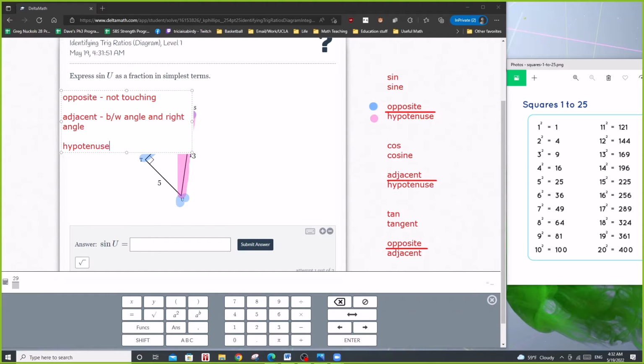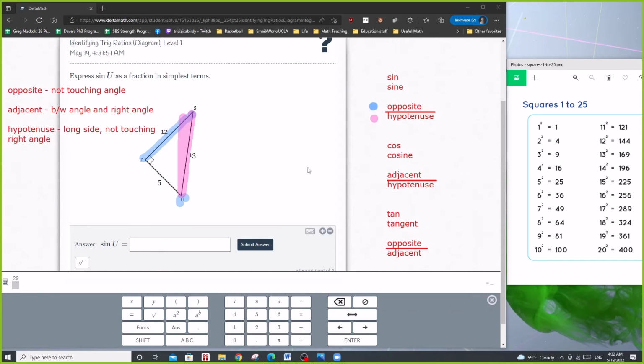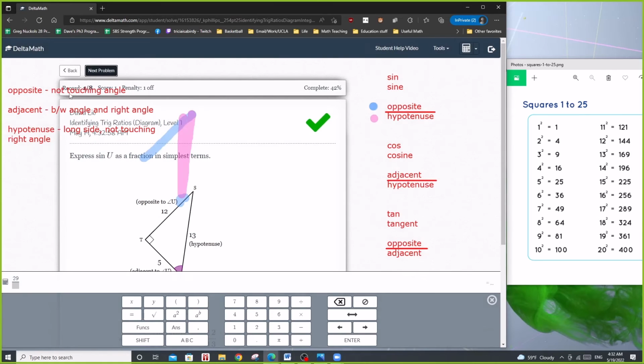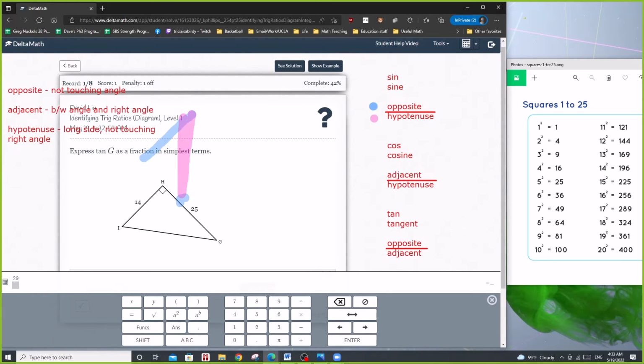And then hypotenuse is... All right. So these are what you're working with, okay? So for this one, it'll be 12 over 13, and this is fraction, so I'd write just a fraction. Okay. Once again, it wants a fraction, so let me do this one as a fraction.